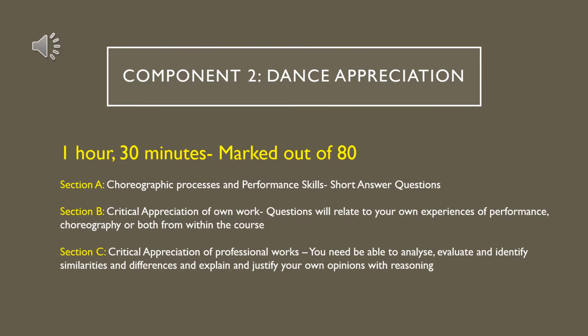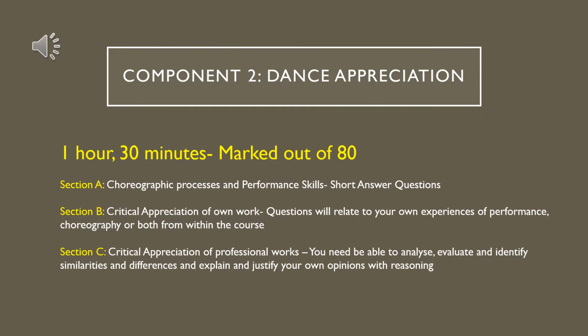So component 1 of the GCSE is all of the practical work, and component 2 is this theory paper which is called Dance Appreciation. It's 1 hour and 30 minutes and it is marked out of 80, and you have 3 sections. I'm going to go through each section in more detail later on in the video, but just to give you a little bit of context, you've got section A, which is all about choreographic processes and performance skills, and those are short answer questions.